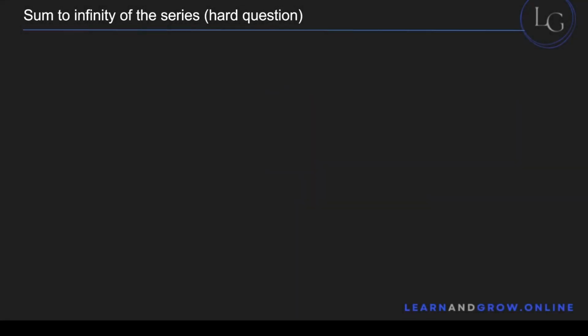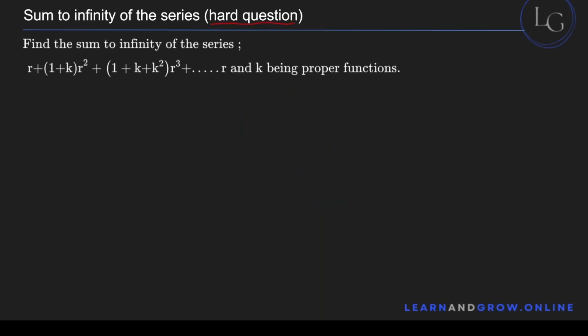Now we have to find the sum of an infinite series, and this is a hard question. So we need to find the sum of the infinite series, which is this one. Now, R and K are proper functions, which means that the power of the numerator of the value of R is less than the power in the denominator, and the same goes for K, as it is a proper function. Now, this is a bit tricky, isn't it? So let's just see what we can do with this.